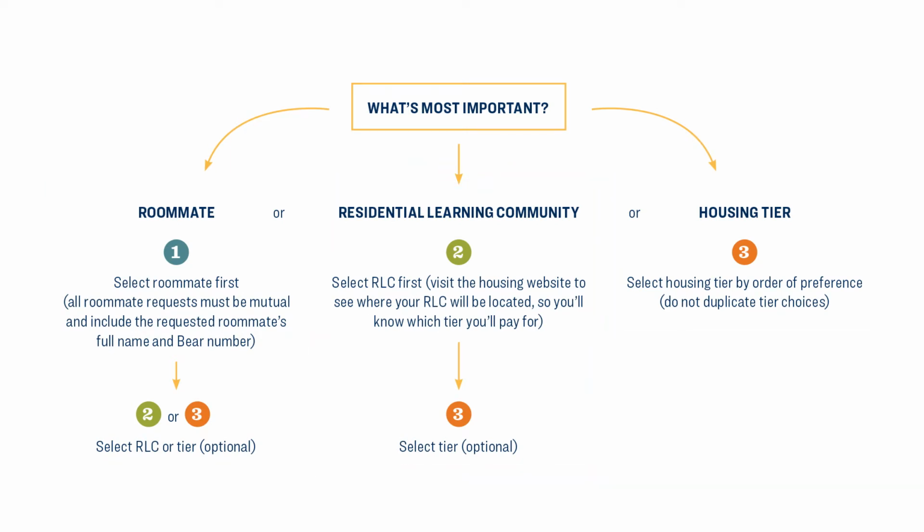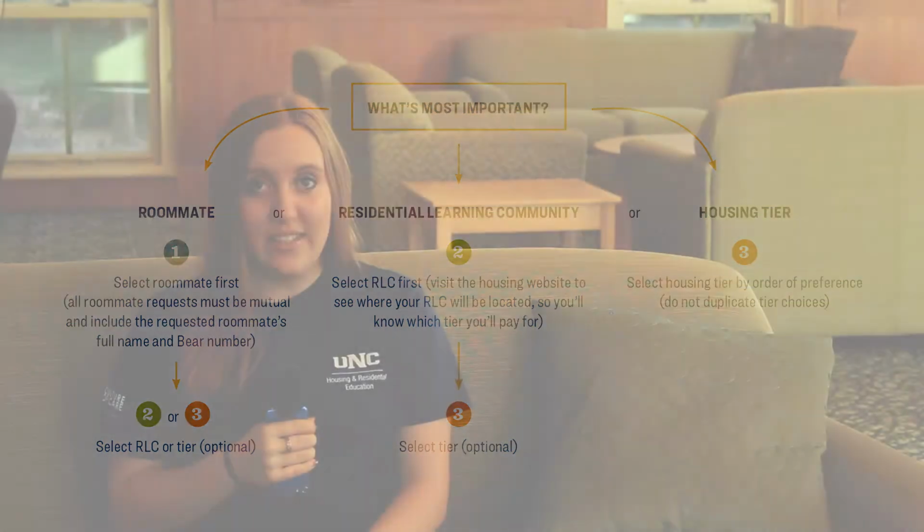Here, you will need to complete the questions and submit what your first preference is and what is most important to you. Then you will select what your second living preference is. Remember to not select the same thing as your first preference.